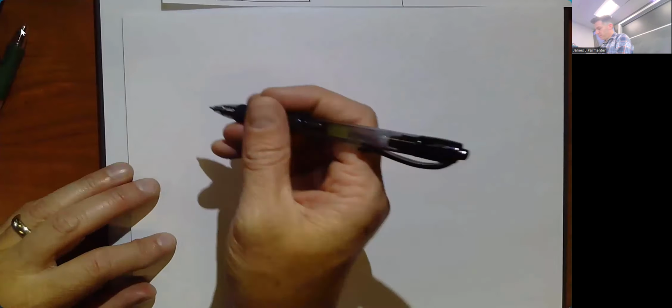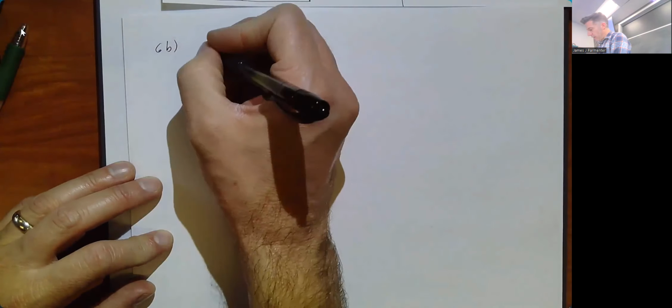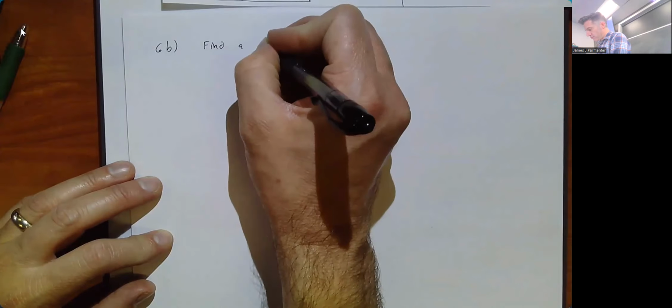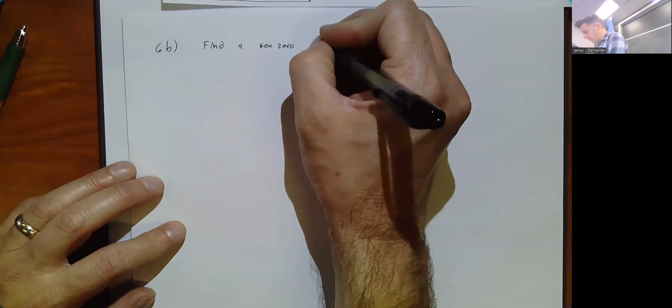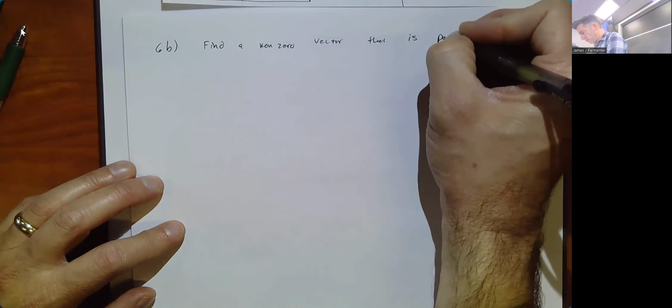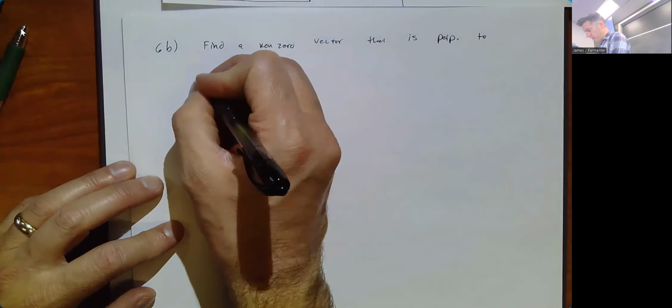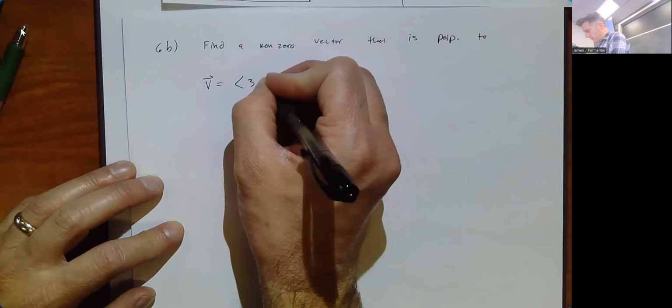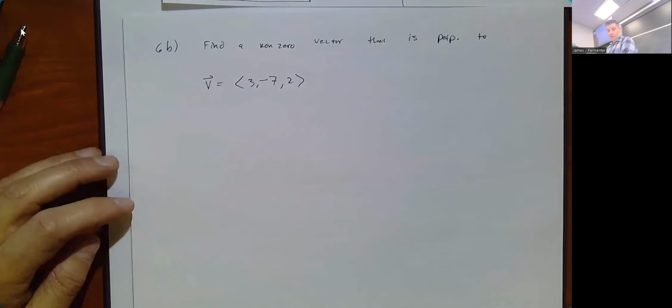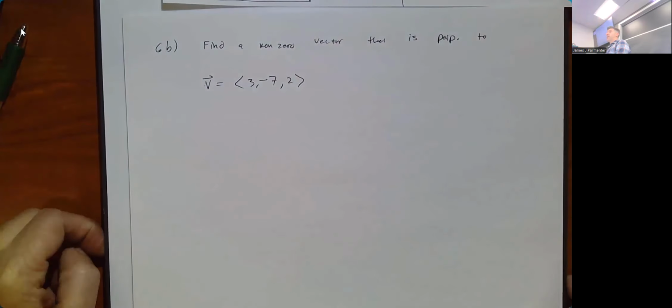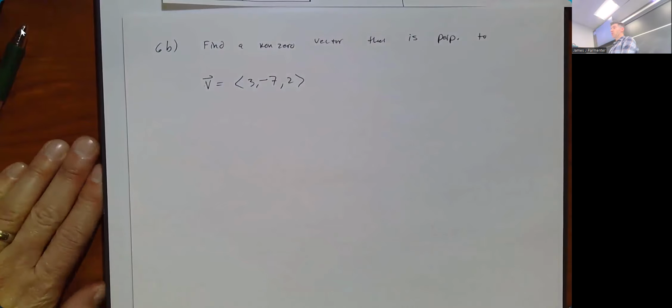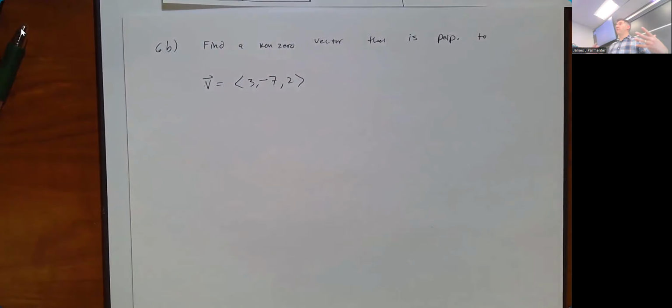6b, find a non-zero vector. When we say a zero vector is the vector where every component is 0, a non-zero vector that is perpendicular to the vector v equal to 3, negative 7, 2. There are literally an infinite number of possible correct answers here. So again, we're exploiting the fact that perpendicular vectors have to have a dot product that is equal to 0. So you could really easily make something up.